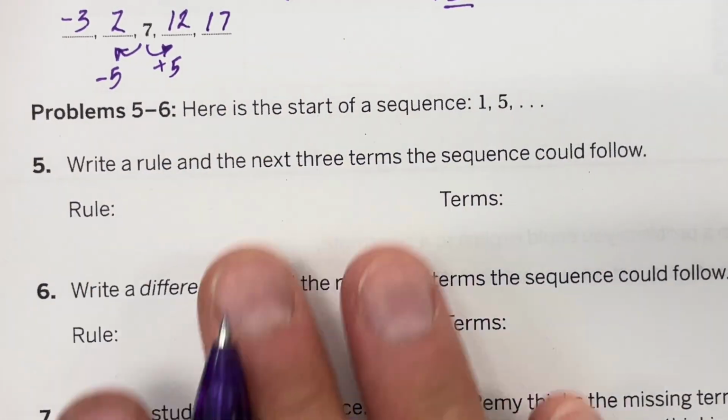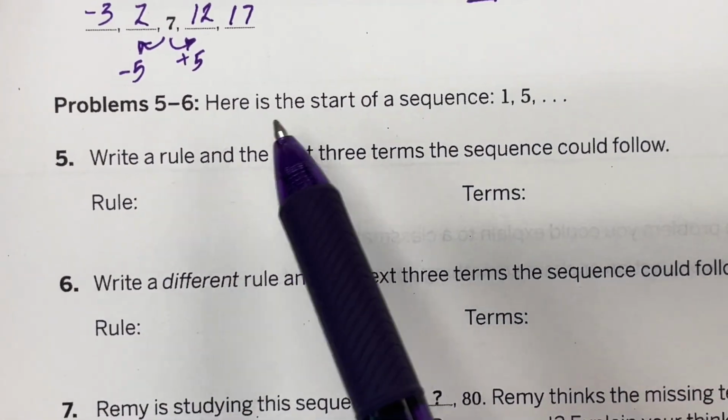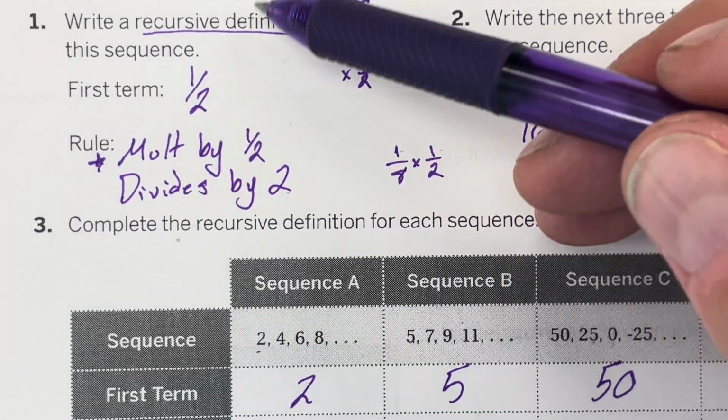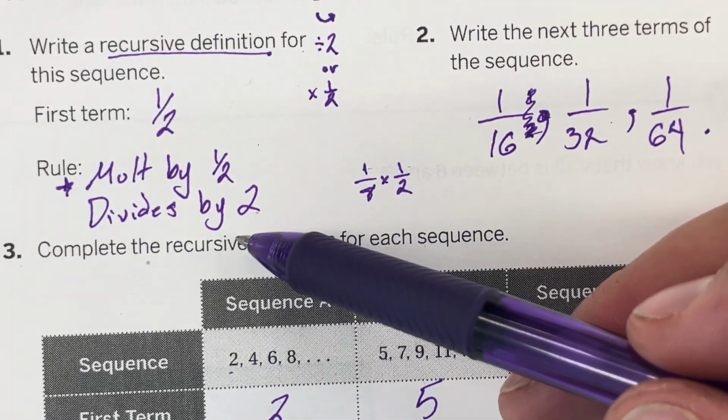If you wanted to check your answers for any of the other ones, we got them posted online. Right there, we'll call it quits though. The big thing is, can you write these recursive rules? What does it start with and how does it grow or decrease?